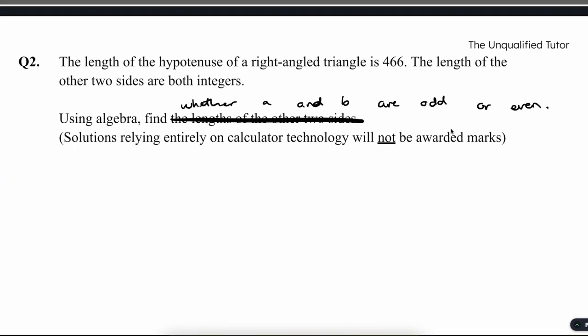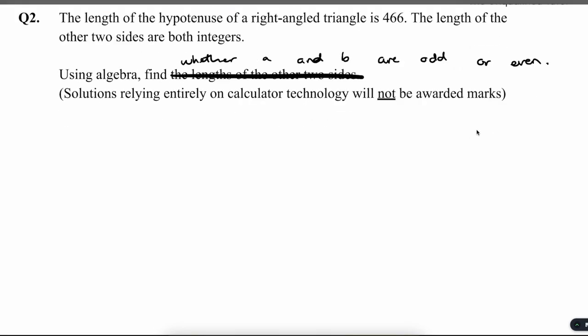Question 2. The length of the hypotenuse of a right-angled triangle is 466. The length of the other two sides are both integers. Using algebra, find whether a and b are odd or even. Okay, so this one kind of gives you a hint as to how you do it. It's odd or even, so we know we're using 2n minus 1 or 2n. So let's start with a is odd.